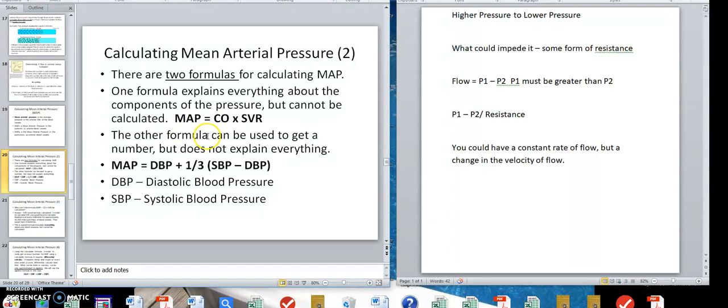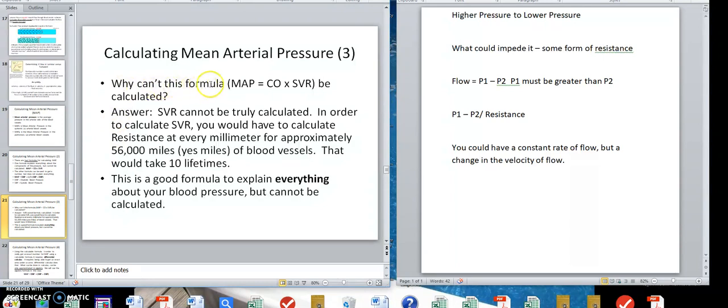The other formula can be, but we can't calculate that one. Cannot be calculated. The other formula can be calculated, but it does not explain everything. That's the formula called mean arterial pressure equals diastolic blood pressure plus 1/3 of the difference between the systolic blood pressure and the diastolic blood pressure. DBP stands for diastolic blood pressure, SBP systolic blood pressure. Okay, we go on a little bit.